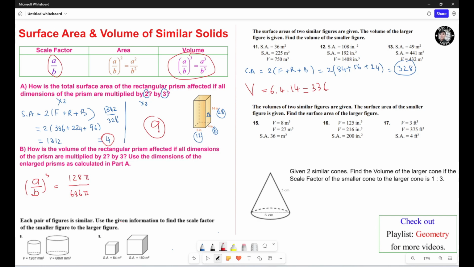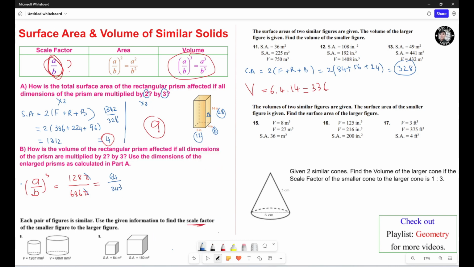Now, the question asks us to find the scale factor, which means we need to find A over B equals how much. Alright, so we need to simplify this one. Pi and pi cancel out. 128 and 686, divide the top and bottom by 2. So this is 64 and this is 343. Now we need to take the cube root of both sides.